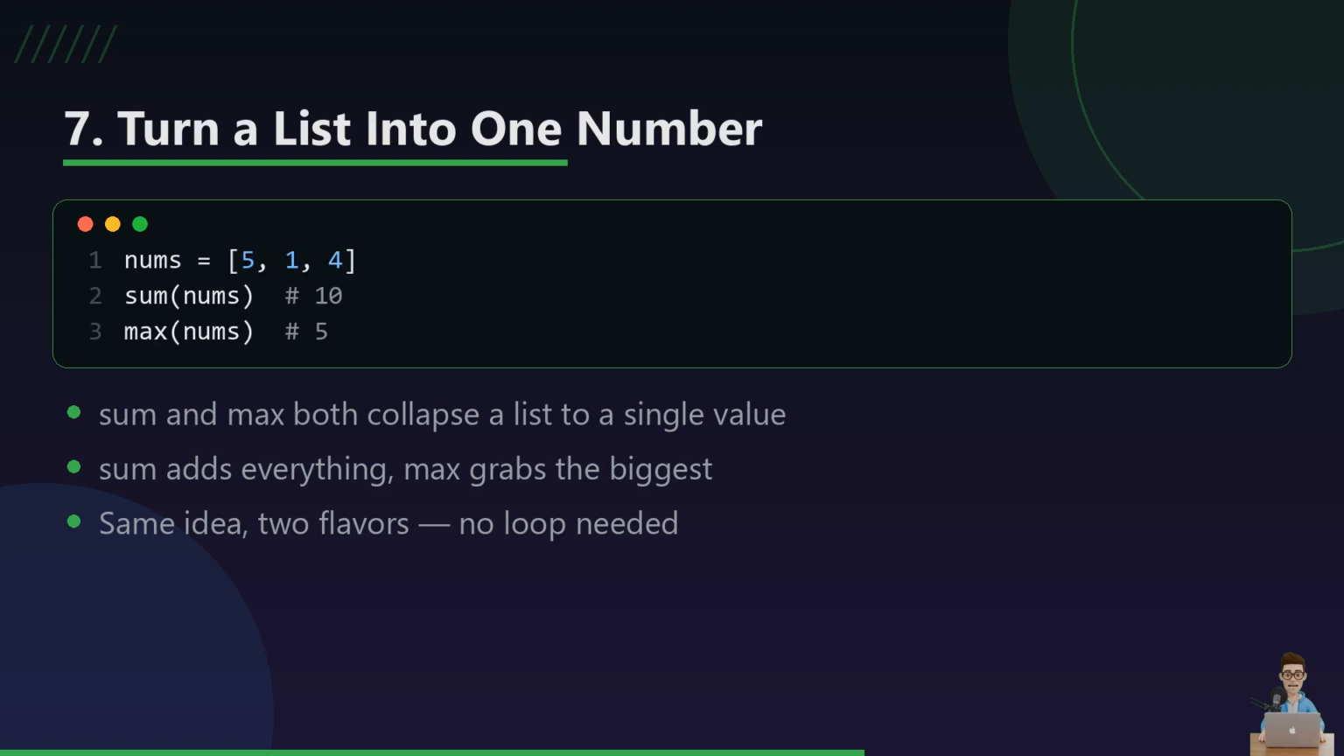Sometimes you don't want the whole list back. You just want one number out of it. Sum squashes the list down to a total, 10 in this case. Max squashes it down to the biggest single value, 5. Same idea. Both times, take a pile of numbers and boil it down to 1 without writing your own loop.